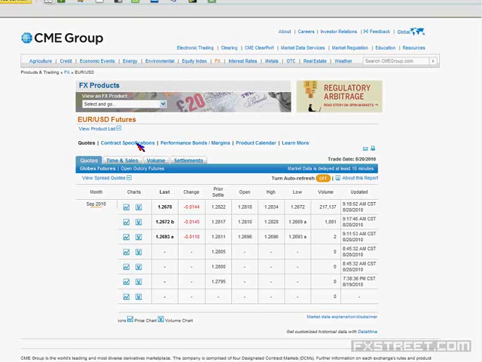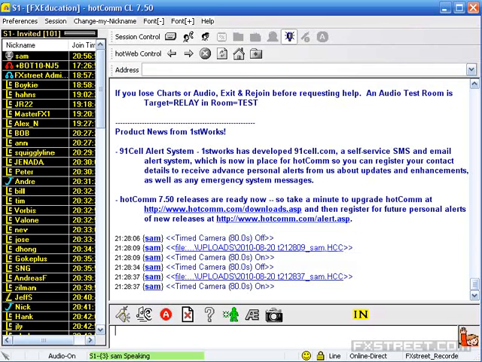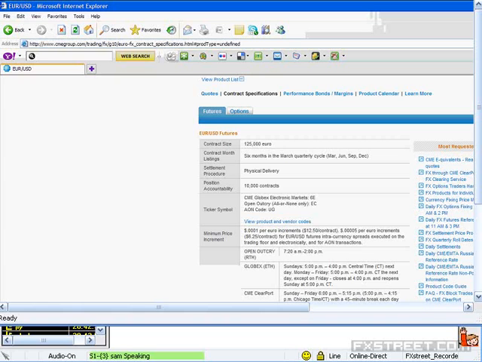You can see the margin requirements are in here, but I'm going to click on contract specifications. And here's the page we're going to spend some time on. Scroll down so you can see it. This is where all the key information is on what these markets are.